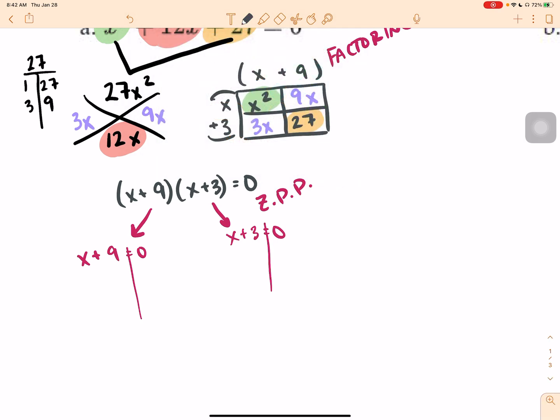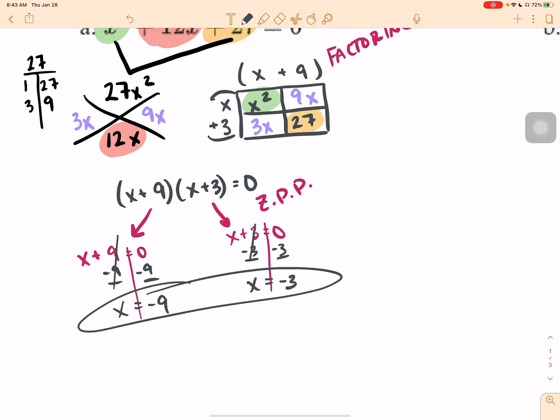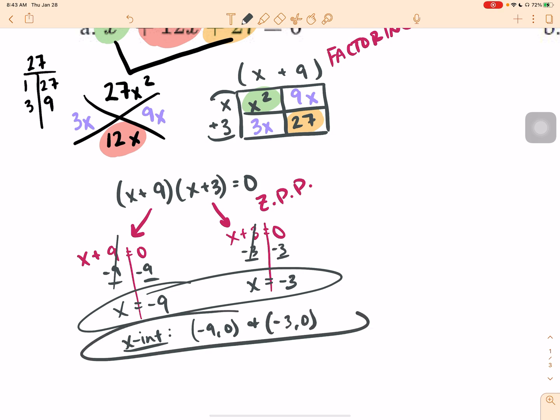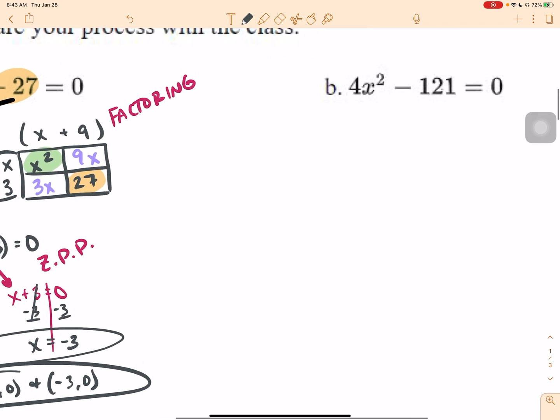So here, we have to subtract 9 from both sides. So we're going to get x equals negative 9. Here we have to subtract 3 from both sides, so we will get x equals negative 3. So those are our answers. So our x-intercepts are negative 9, 0 and negative 3, 0. Okay? So let's move on to the next one.